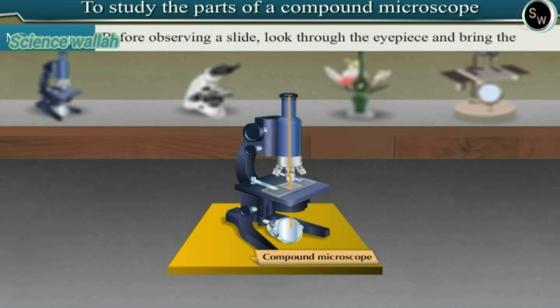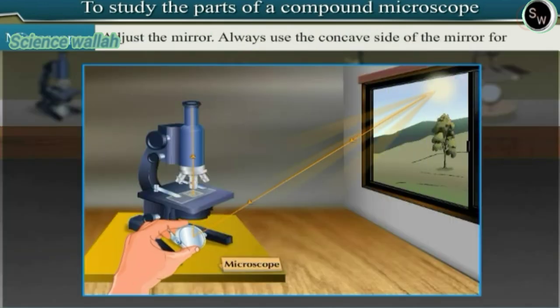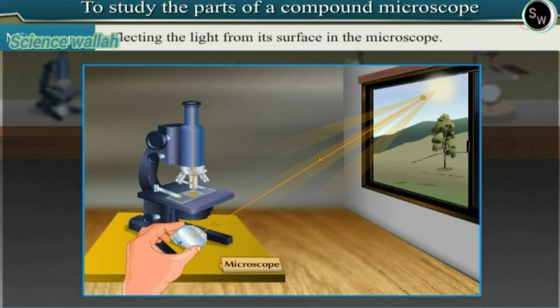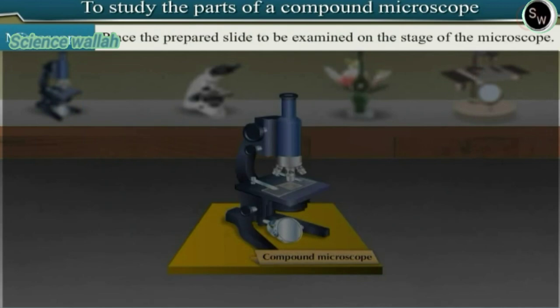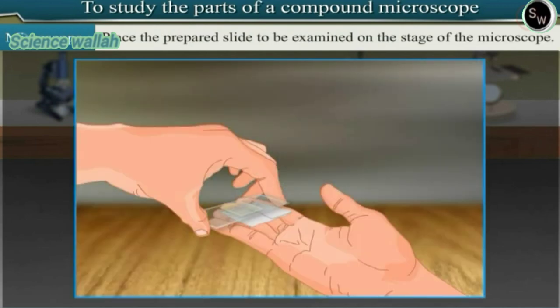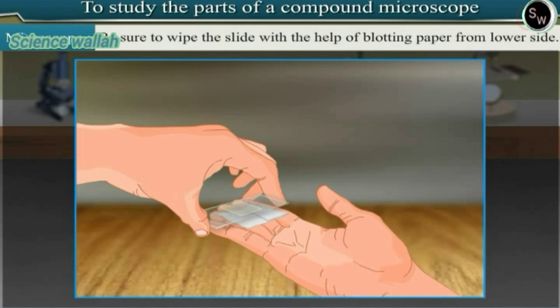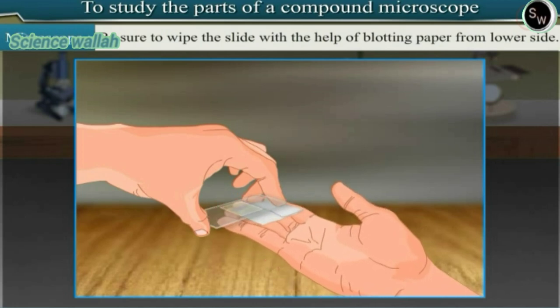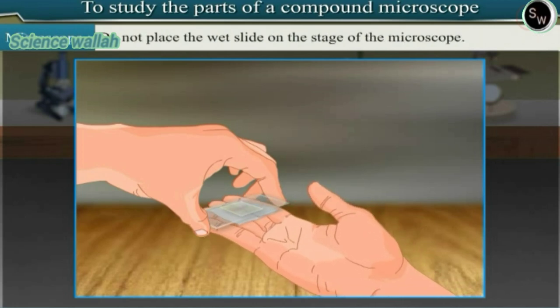Before observing a slide, look through the eyepiece and bring the eyepiece and the low power objective in one line. Adjust the mirror. Always use the concave side of the mirror for reflecting the light from its surface in the microscope. Place the prepared slide to be examined on the stage of the microscope. Be sure to wipe the slide with the help of blotting paper from lower side. Do not place the wet slide on the stage of the microscope.